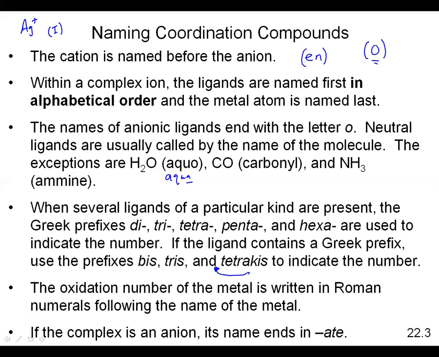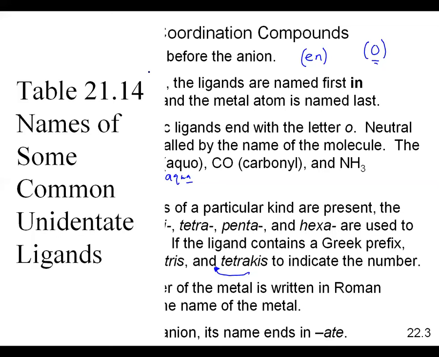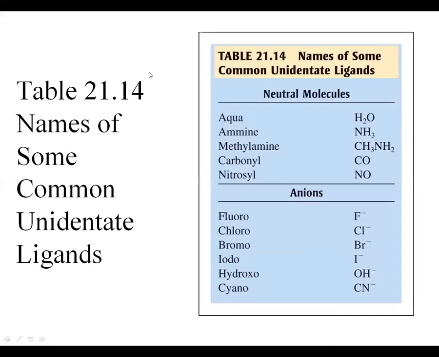Now, if the complex ion is positive, like was the case in the second example, we would use the regular name of the element. So if we had something like iron, we would just call it iron. We wouldn't call it ferrate. So that's a lot of rules. We're going to look at some here and see how we get to all of our names.